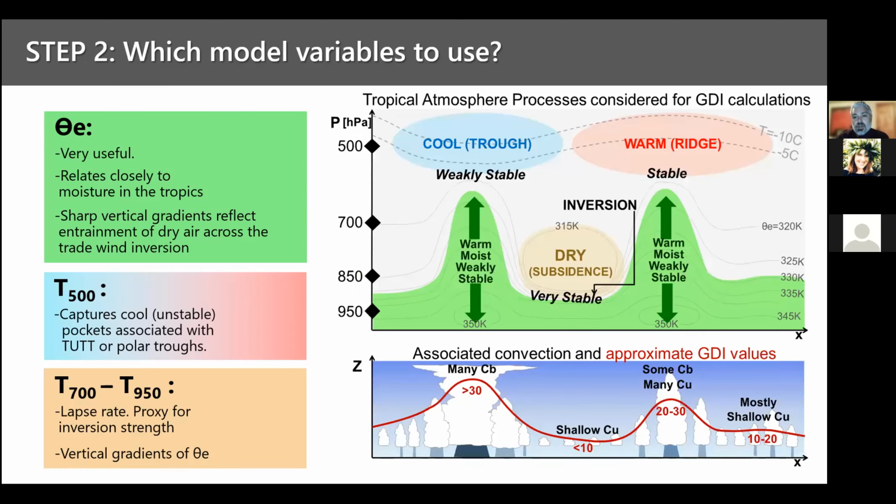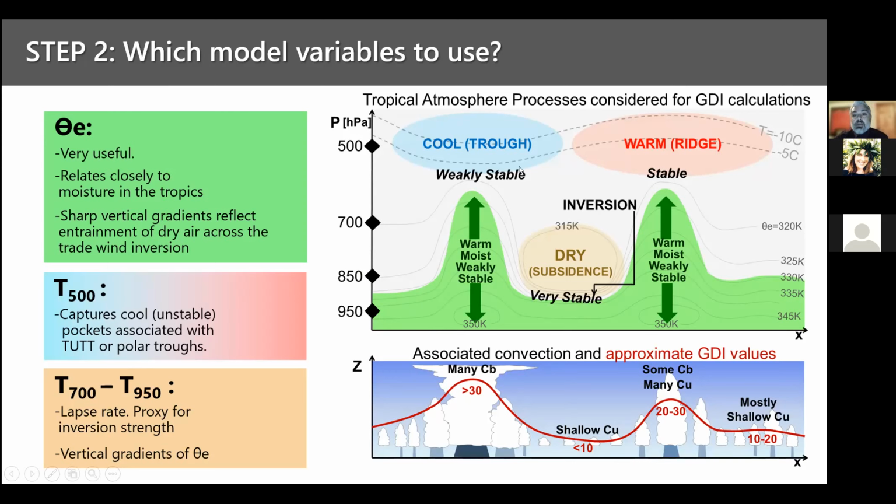I'm going to go forward, and this will be kind of a conceptual model that we get once you look at this interaction with variables. So in green, you have theta E. If you have a deep column of large theta E values, this is usually a region that is favorable for deep convection.